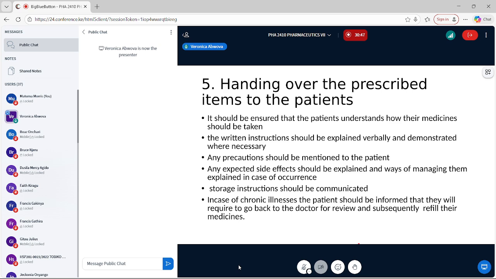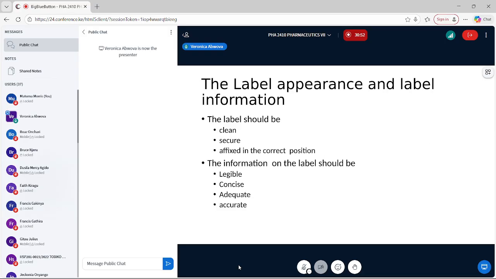So please note that it's important to tell the patient all that. Any questions on that process?